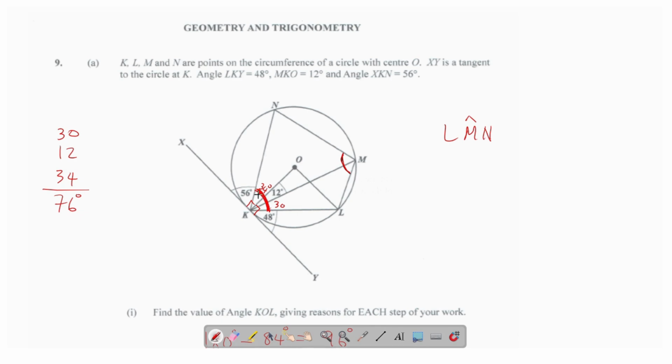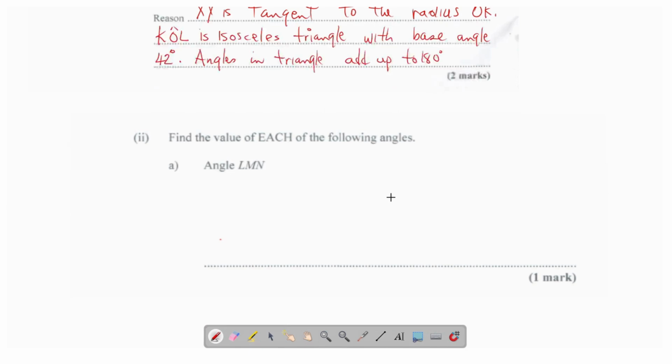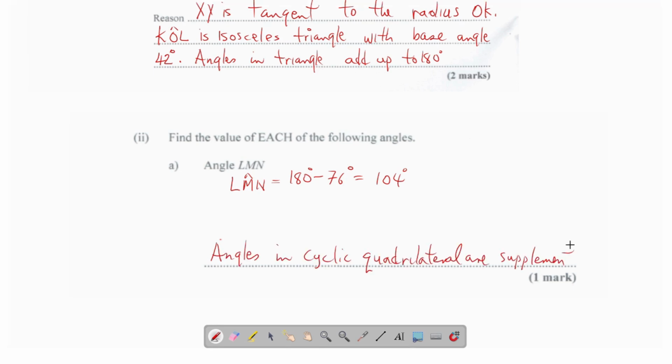So since angles in a cyclic quadrilateral are supplementary, to get LMN we take 76 from 180 degrees. And we get 104 degrees. So LMN is 104 degrees. So let's write it down here. LMN equals, we can just say angles in a cyclic quadrilateral are supplementary. That should be enough.